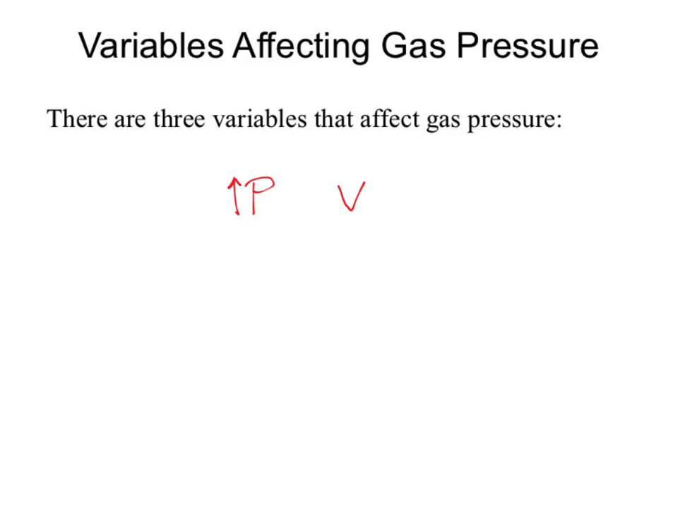Your pressure is going to increase, right? What did we do to the volume? We decreased it. Pressure and volume are inversely related to each other. The smaller the space, the more pressure. Okay? The larger the space, the less pressure.